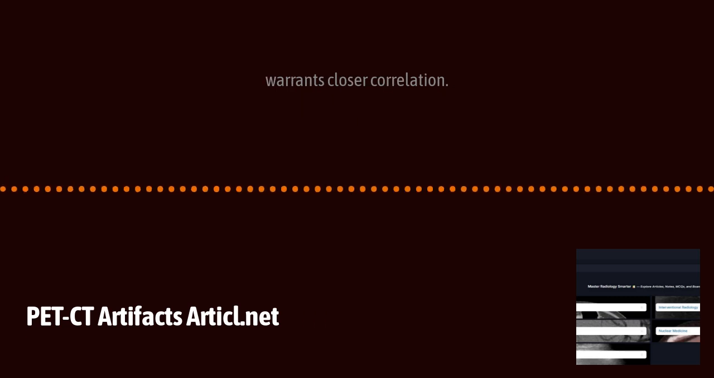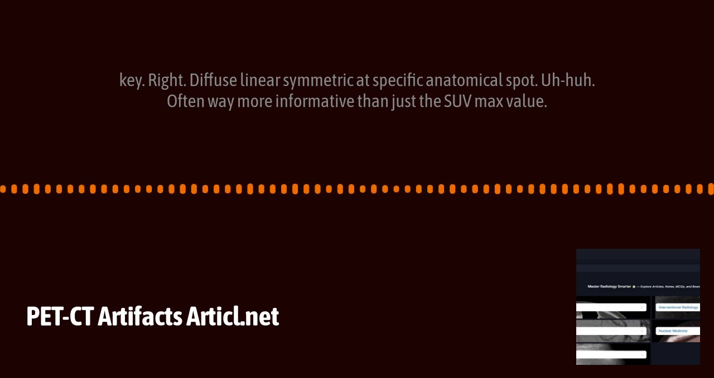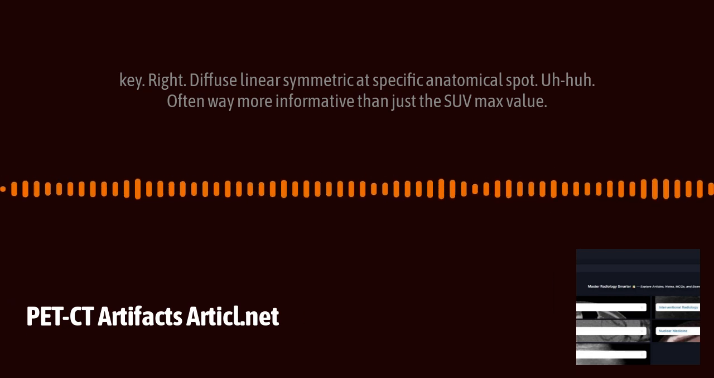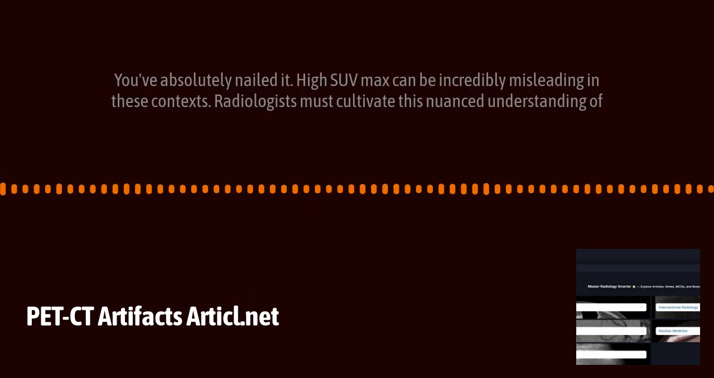definitely warrants closer correlation. So listening to all this, it really sounds like for so many of these physiological uptake scenarios, GI, muscle, BAT, spleen, the pattern is the key, right? Diffuse, linear, symmetric, its specific anatomical spot. Often way more informative than just the SUVmax value. You've absolutely nailed it. High SUVmax can be incredibly misleading in these contexts.